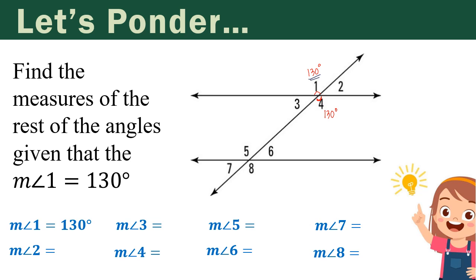So here, if we do have 130 degrees for angle 1, what's the supplement of this angle measure? Definitely, we're going to have 180 degrees minus 130 degrees, so we'll have 50 degrees. Now, we can say that the measure of angle 2 is 50 degrees. Again, in the same manner, angle 2 and angle 3 are vertical angles. Therefore, angle 3 measures 50 degrees as well.